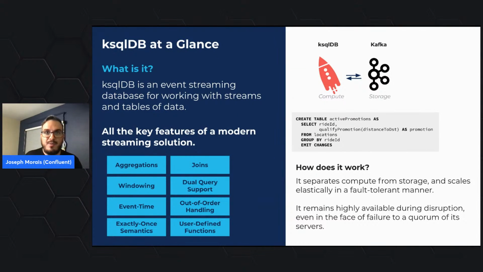KSQLDB is an event streaming database for working with streams and with tables of data. It is used to perform streaming analytics and is being used for general stream processing and data integration use cases. It is a distributed, fault-tolerant system that separates compute from storage and has these modern cloud-native characteristics, such as being able to scale elastically during live operations without losing data or producing incorrect processing results. It supports aggregations, joins, windowing, event time-based processing, and automatically handles out of order and late data. We'll get to see plenty of KSQLDB during our demo today.